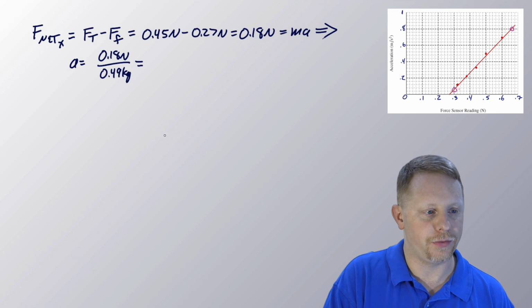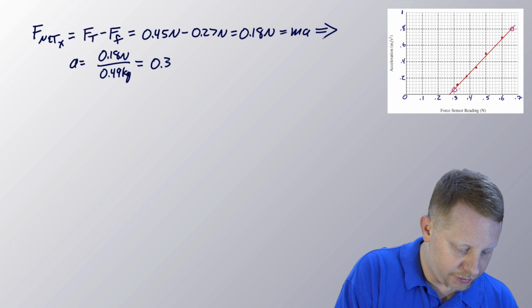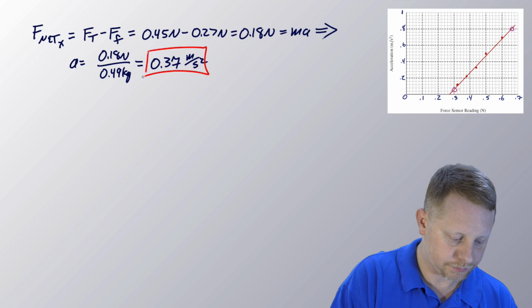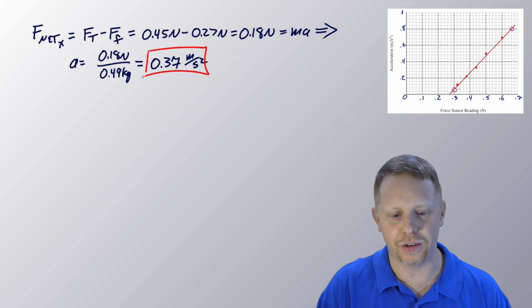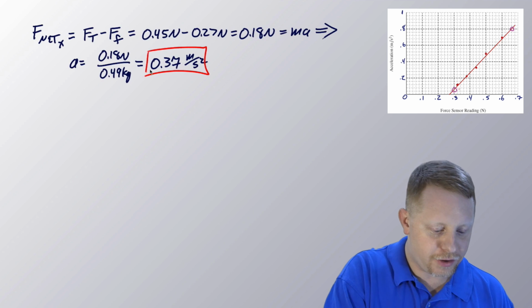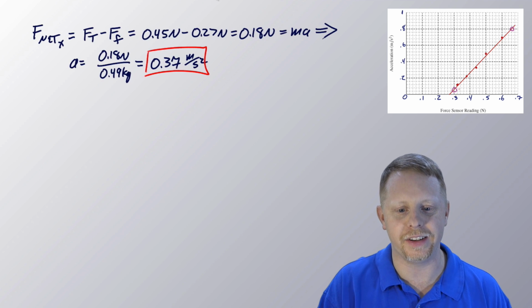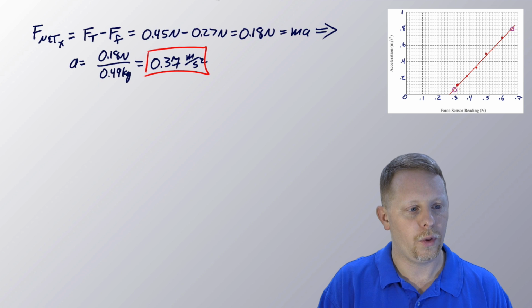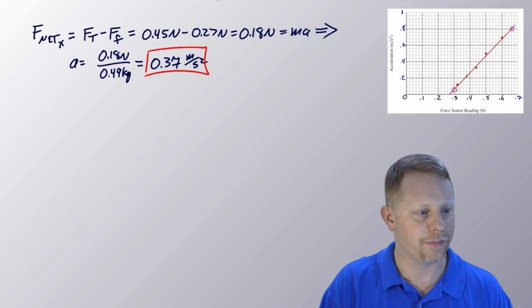0.18 newtons over 0.49 kilograms is 0.37 meters per second squared. So I think that would cover us for C1. C2 says, oh no, the string breaks at time t equals 2 seconds. Calculate the time it takes for the cart to stop after the string breaks. Well, that then becomes a kinematics problem.